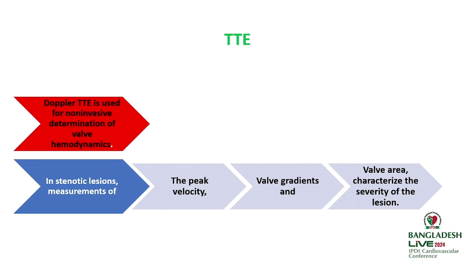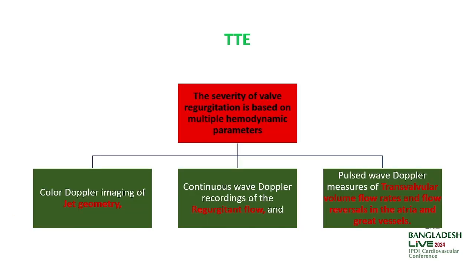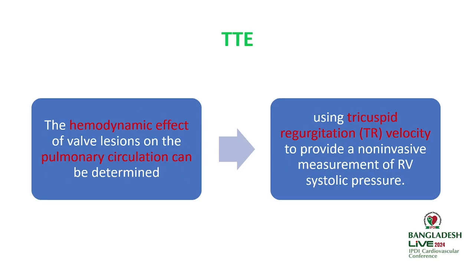In stenotic lesions, the measurement of peak velocity, valve gradients, and valve area characterize the severity of the lesion. Whereas in regurgitation, the focus is the jet geometry, regurgitation flow, transvalvular volume flow rates, and flow reversals in the atria and great vessels. The hemodynamic effect of valve lesions on the pulmonary circulation can be determined by the tricuspid regurgitation velocity.